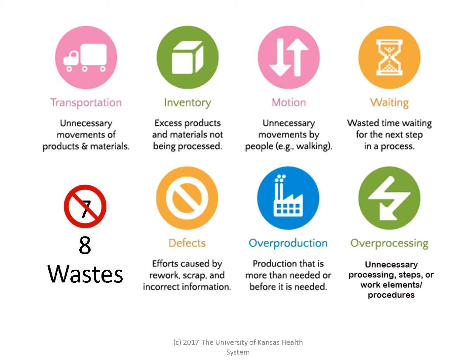Then we have overproduction, and this is production that is more than is needed or before it is needed. An example of this would be drawing a rainbow set of labs on a patient. This is often unnecessary and it wastes patients' blood, the blood tubes, and labs' time to run the test.